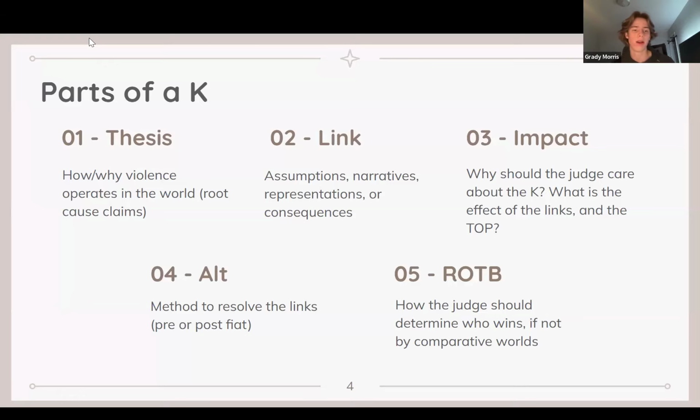Then there's the alternative, which is what method or strategy the negative proposes in order to resolve or overcome the links, i.e., what they can do to materially solve for violence or what they can do to change the debate space. Then there's the role of the ballot. This differs from the comparative worlds paradigm, in which you are evaluating what a world looks like in which we pass the plan versus the status quo or a competitive counterplan, for example. However, a role of the ballot for a critique would essentially say how the judge evaluates different impacts, but we'll go more into it in a little bit.